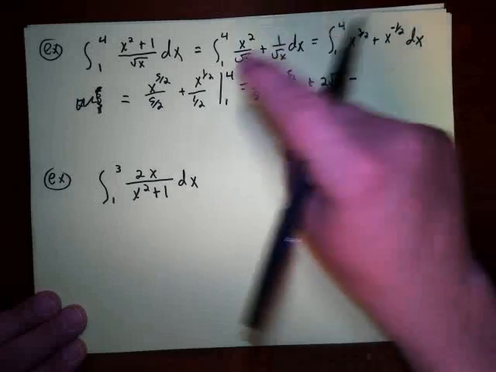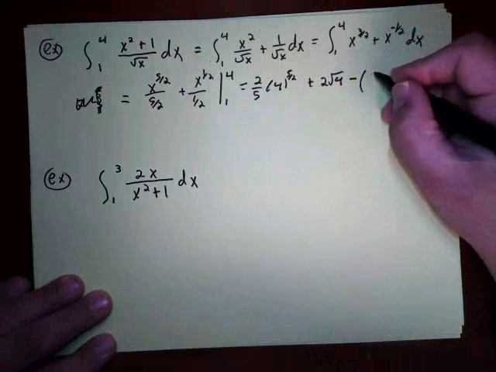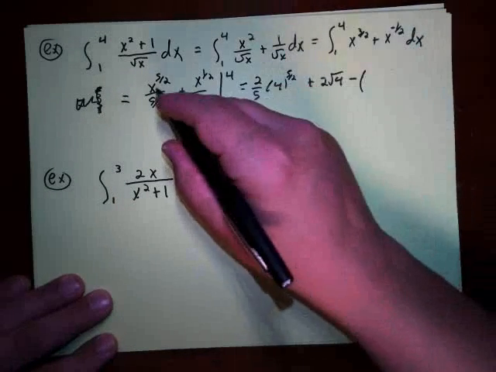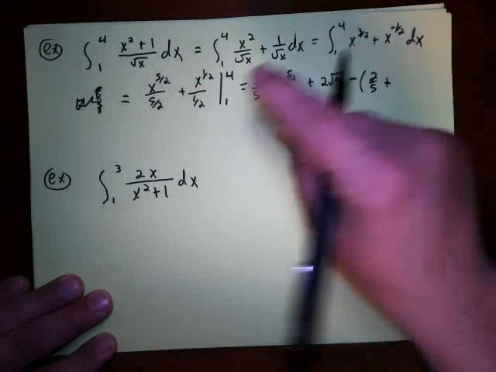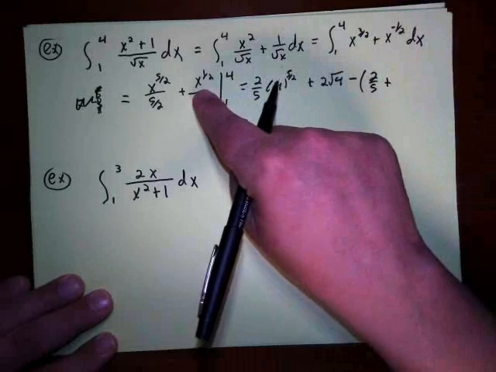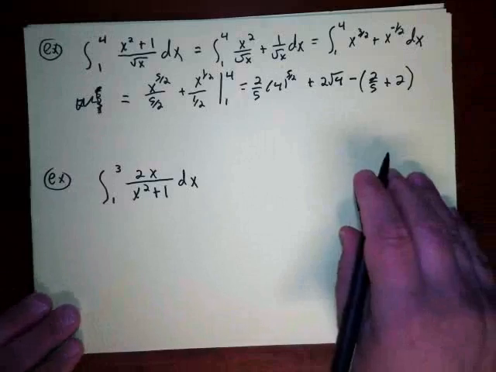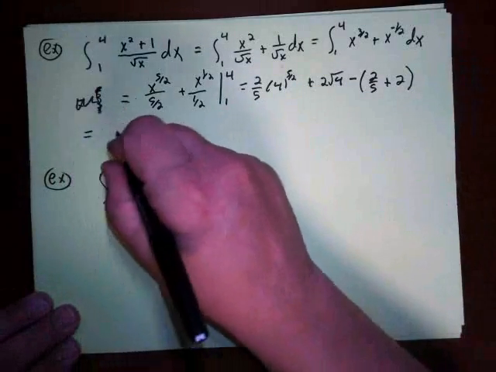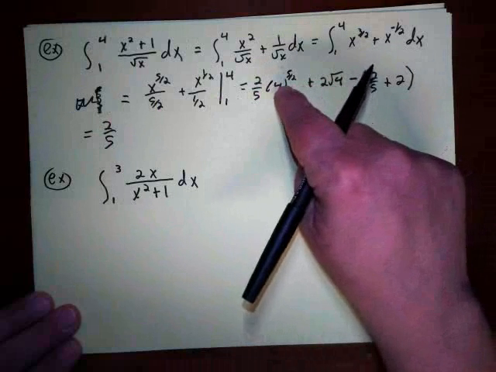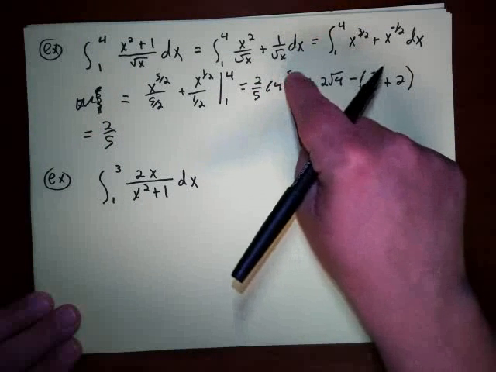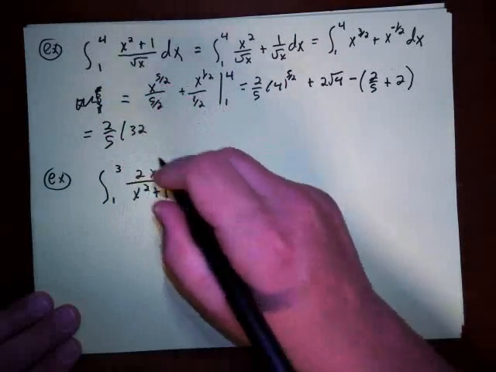Okay, and then that's plugging in just the 4. Now I've got to plug in the 1. When I plug in 1 here, that's just 1. So this would just be 2/5 plus 1 as well, plus 2. So I got that, and now I have a little math to do. This would be 2/5, and the square root of 4 is 2, to the 5th power. So 2 to the 5th power is 32.